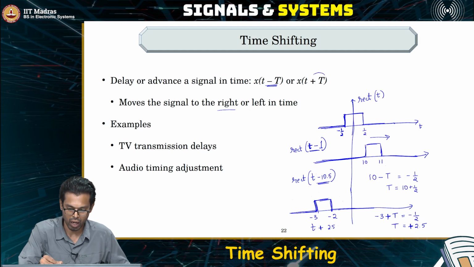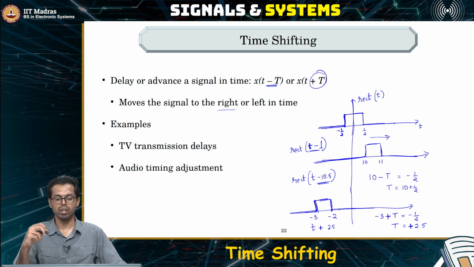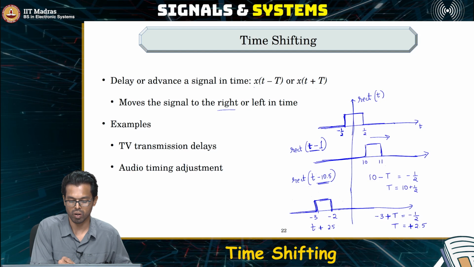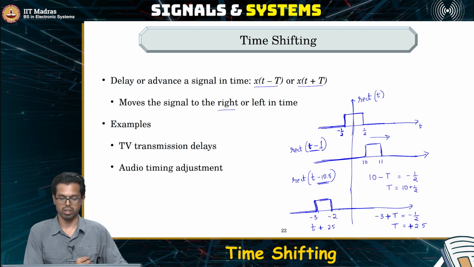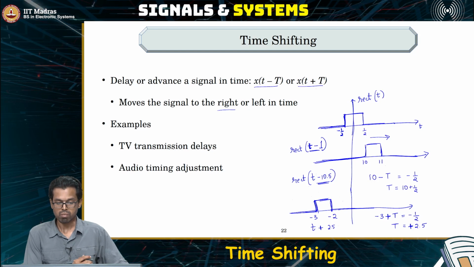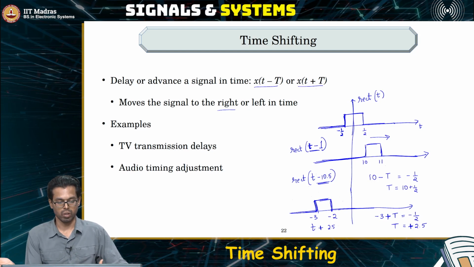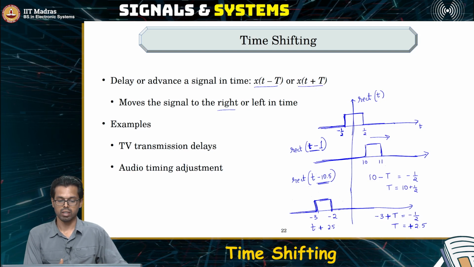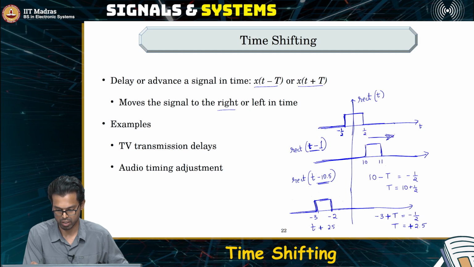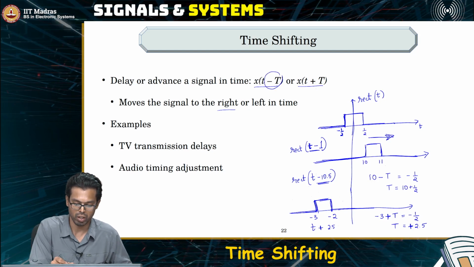So if you add a positive value in this representation, remember we have two representations. One is this equation, which we'll call the analytical or mathematical representation. The other one is the graphical representation. So if you want to delay the signal, what are you doing? Graphically, you are moving it to the right, okay? And analytically, you are subtracting some value.